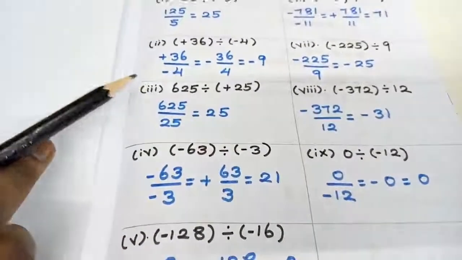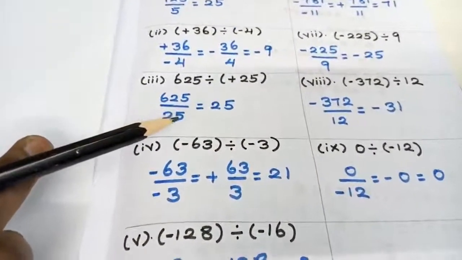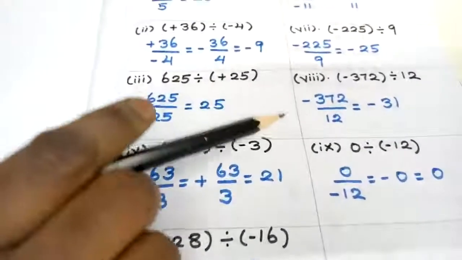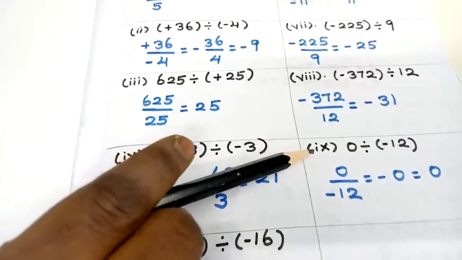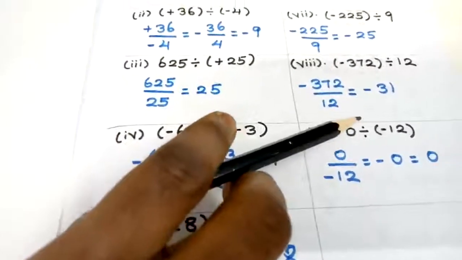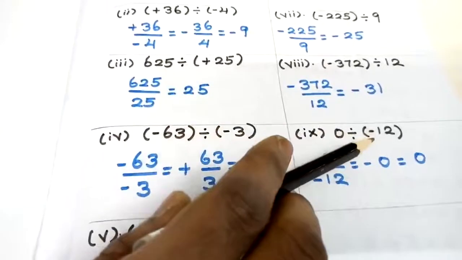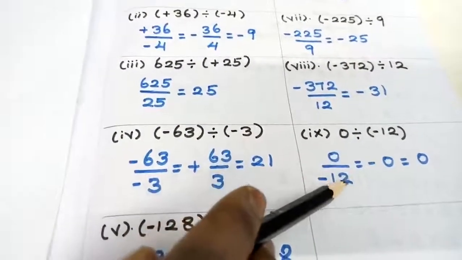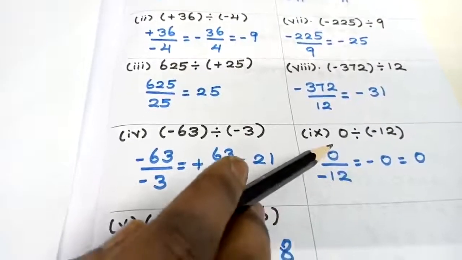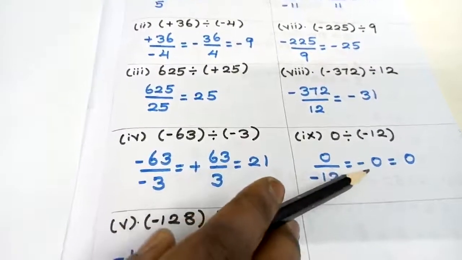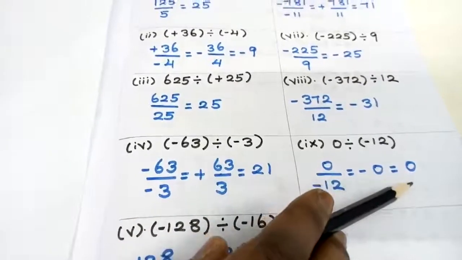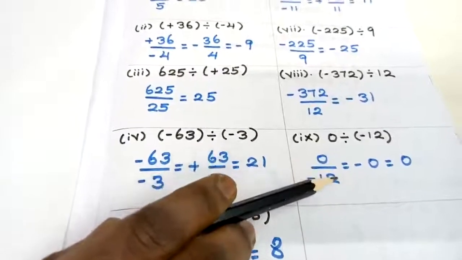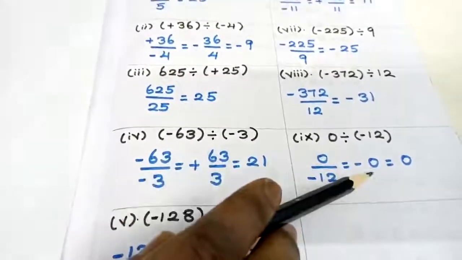Similarly, for all these calculations you are going to try the calculation. You will easily find out how to do it properly. Coming to the 9th question, 0 divided by minus 12, that is, the numerator is 0 and the denominator is minus 12. 0 divided by any number is going to be 0. Minus 0 is nothing but equal to 0, so be careful. If the numerator is 0 and the denominator is any number, automatically I can write the answer as 0.